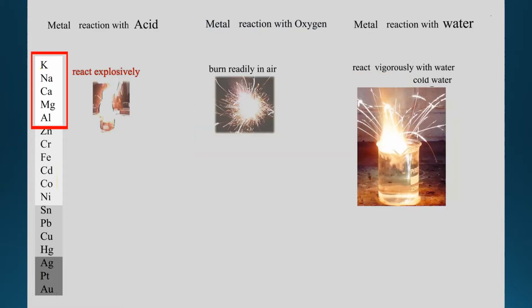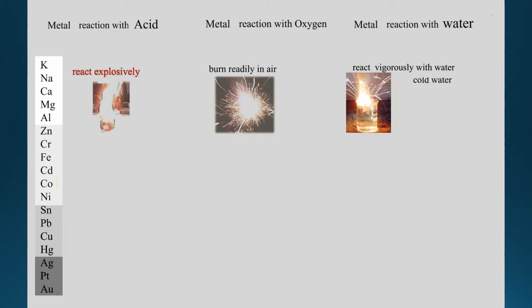Next group. If you put a piece of this pure, highly reactive metal onto water, this is how it will look. They react quite violently. So you can see this highly reactive metal, which corresponds to those with small numbers in the ionization energy.